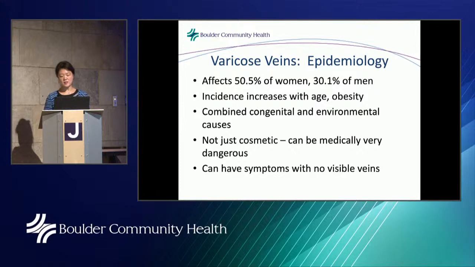There are combined congenital and environmental causes. Congenital would be, my grandma had them. My mom has big varicose veins. My sister has big varicose veins. And so I think I have them too. And yes, it does run congenitally.